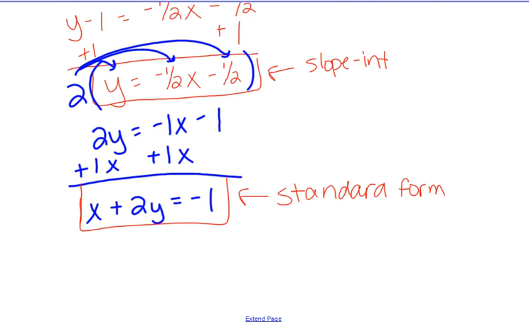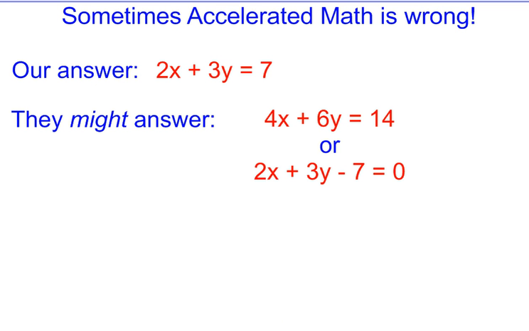Now, one other thing that I want you to be aware of is sometimes accelerated math has a different opinion of what standard form is than we do. Our answer, for example, is this right here, 2x plus 3y equals 7. We would say this is a good answer for standard form. Every once in a while, accelerated math likes to break a rule. The first one being, they don't always make the GCF be 1. So you will notice in this example right here, it's the same as my answer, except everything is times by 2. If I times this answer by 2, I would get 4x plus 6y equals 14.